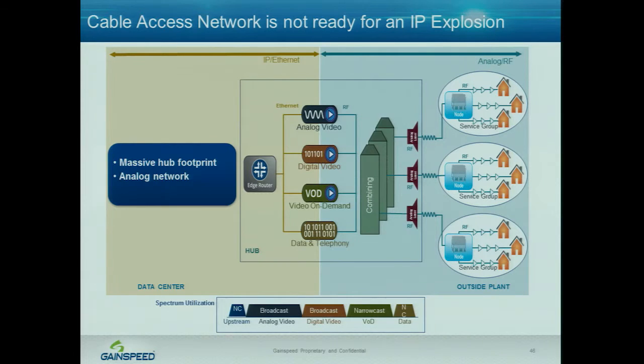a massive hub footprint. We look in CMTS sites today. I don't need to tell you that the number of racks devoted to CMTSs are many, rows and rows and rows of CMTSs devoted to delivering what is typically just data-only services today. That's growing, and we have the constraint of the analog network.